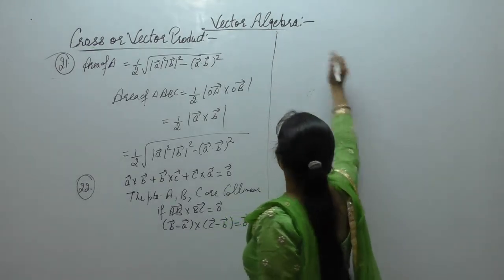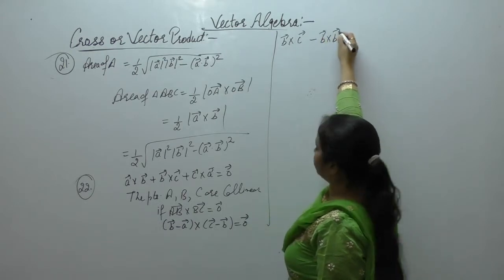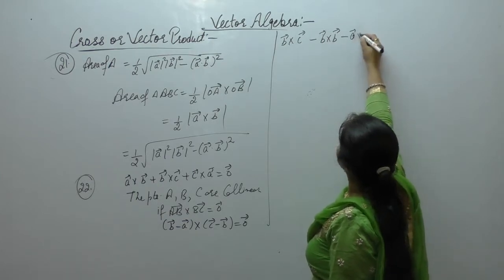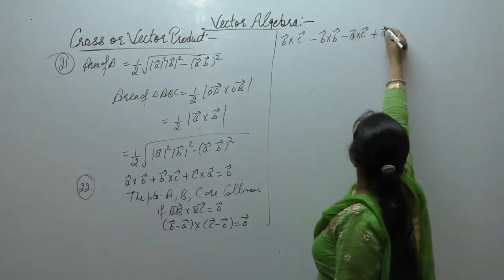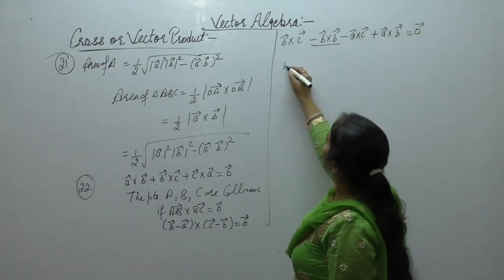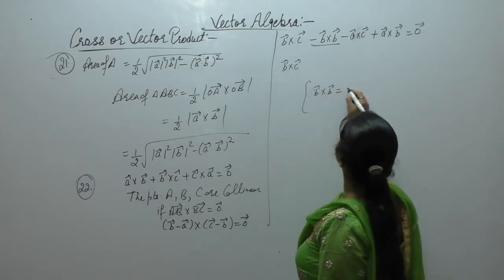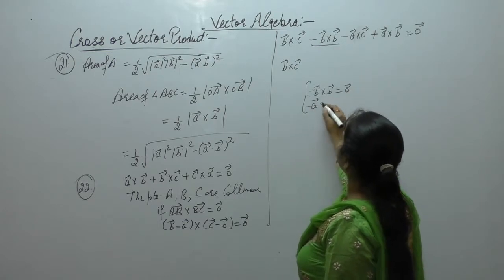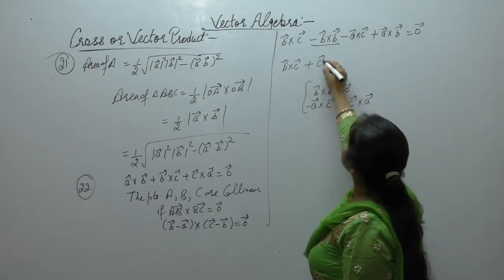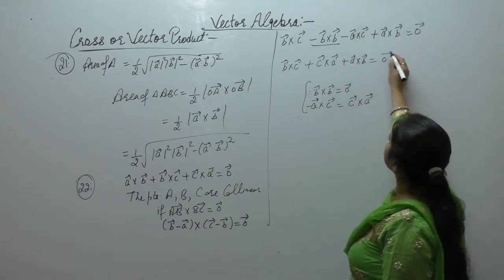Take the cross product: B vector cross C vector, minus B vector cross B vector, minus A vector cross C vector, plus A cross B. B cross B has value 0, so we have B cross C, and negative of A cross C, we can write it as C cross A, plus A cross B is equal to 0 vector.